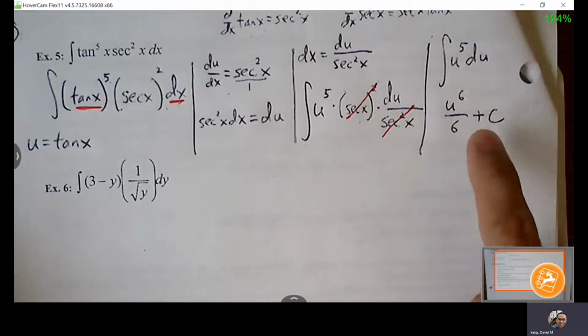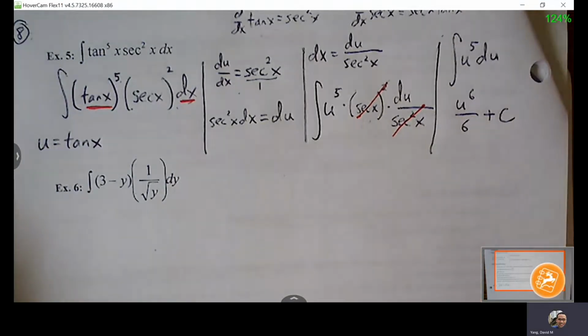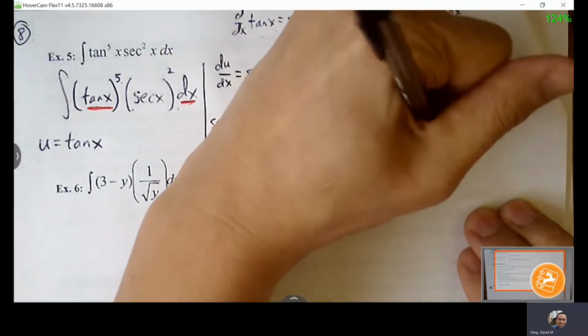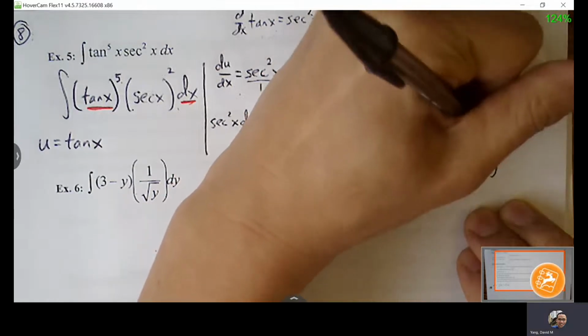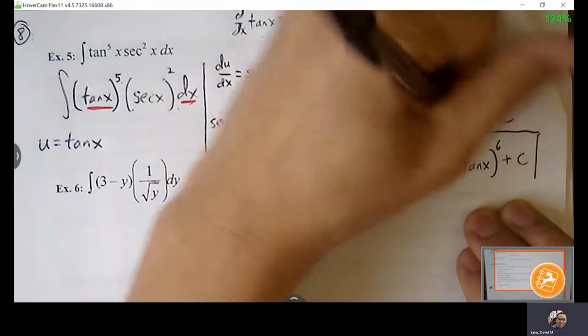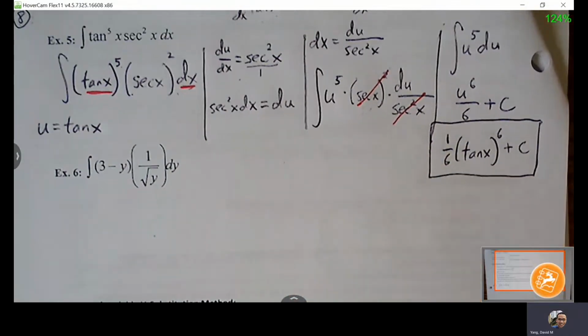Okay, we're almost there. What's our final step? Yeah, bring that tangent back in. You can either leave that 6 in the denominator or you can push that 6 out in front. My preference is to push it out in front. If there's anything else that we need to do to it, it's just nice to have that coefficient in front, but it doesn't matter as long as your variable is back.